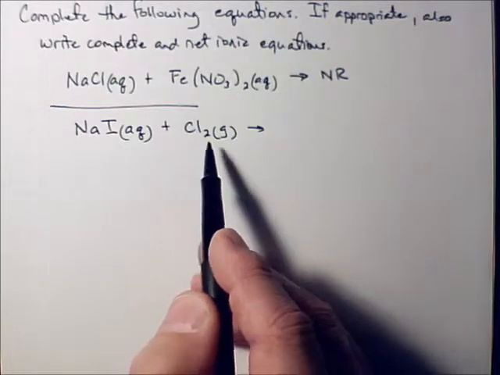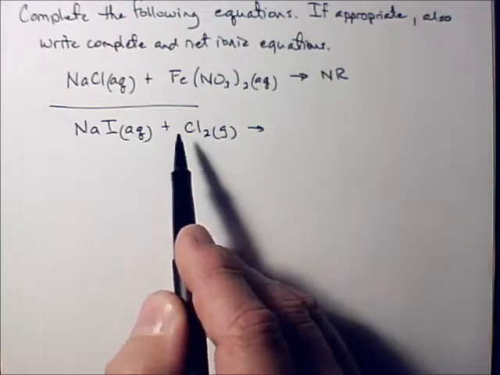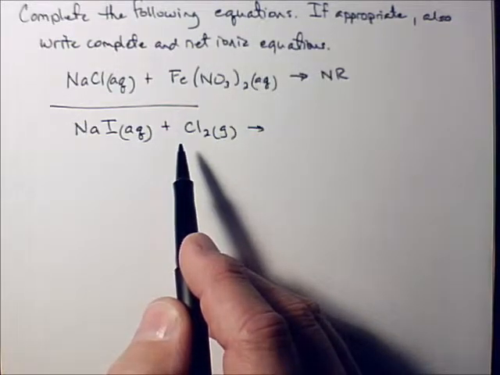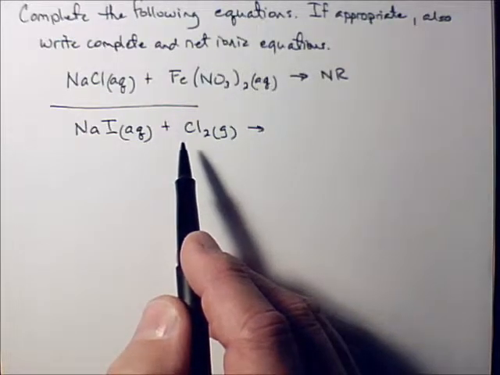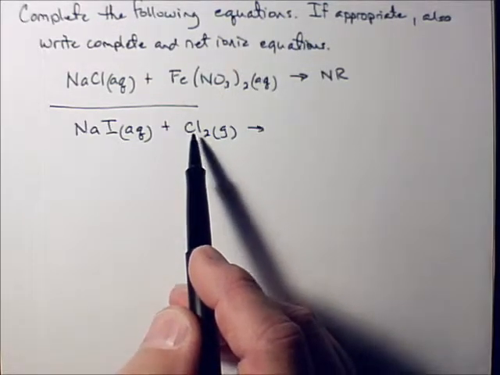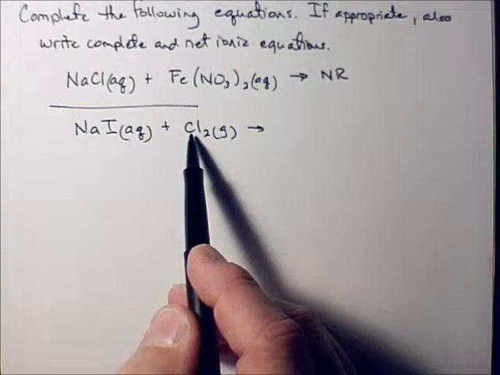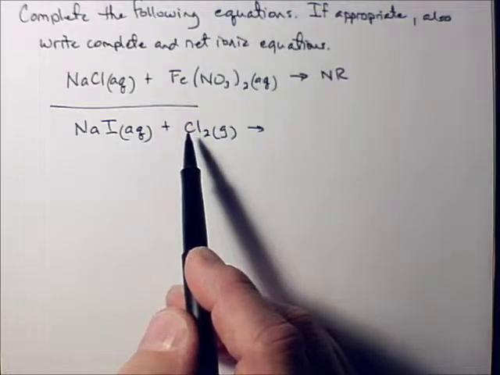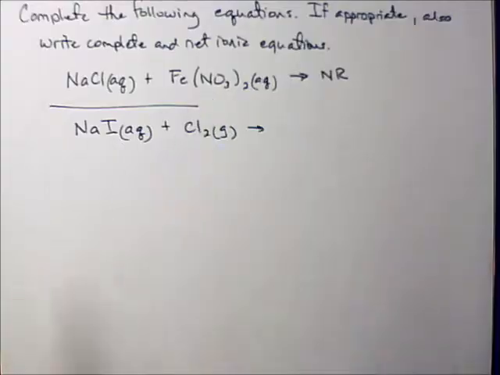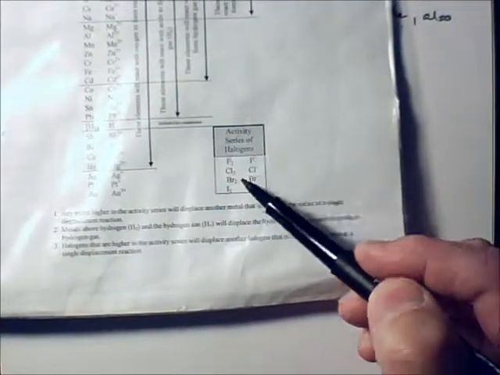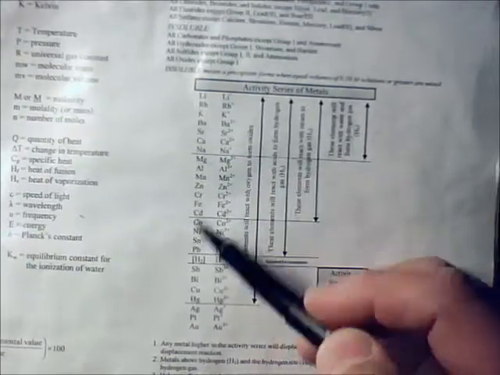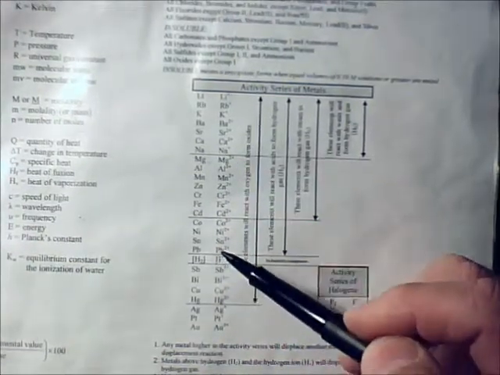Elements that are by themselves can only replace elements in a compound they are like. So halogens only replace other halogens. Metals only replace other metals. On your activity series, you've got a halogens list to show where halogens replace other halogens, and you've got a metals list to show where metals replace other metals.